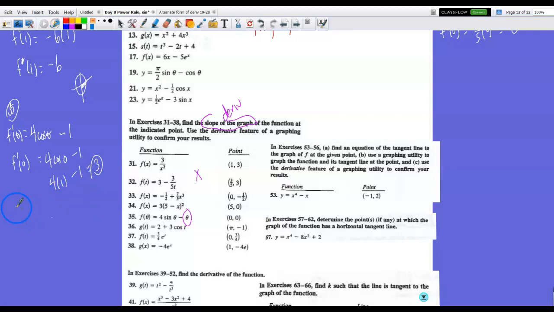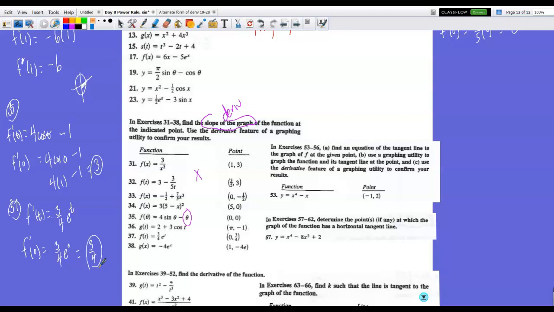Number 37, our favorite function ever, except for it's got e to the t instead of e to the x. So the derivative of f is going to be, keep that coefficient of 3/4. The derivative of e to the t is e to the t. And now we're going to evaluate that at 0. So f prime of 0 is 3/4 e to the 0. E to the 0 is 1. And 1 times 3/4 is 3/4.